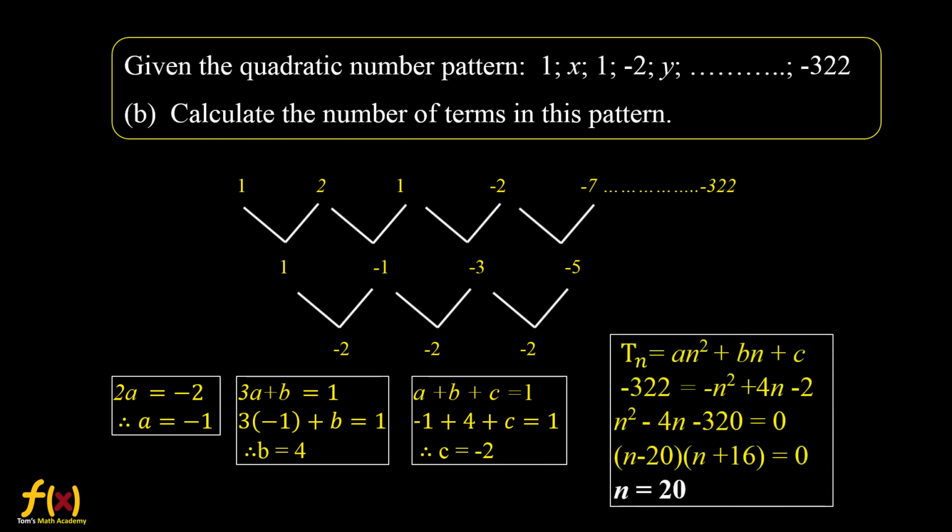Now we are going to solve for n. We can write the general term Tn as minus n squared plus 4n minus 2. But we are given the last number. Okay, the last number is minus 322. Then we solve, change it into standard form, factorize. We have n equal to 20 or n equal to minus 16. We don't need a negative value for n, therefore n equal to 20. What's the meaning? There are 20 terms in this pattern.